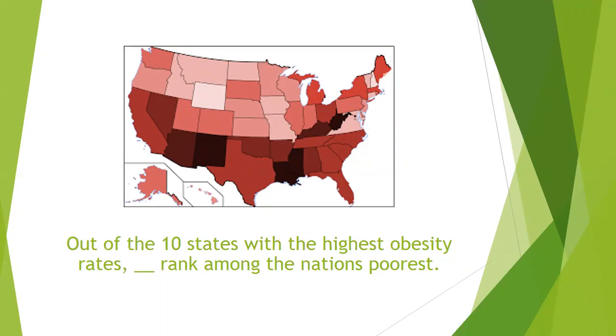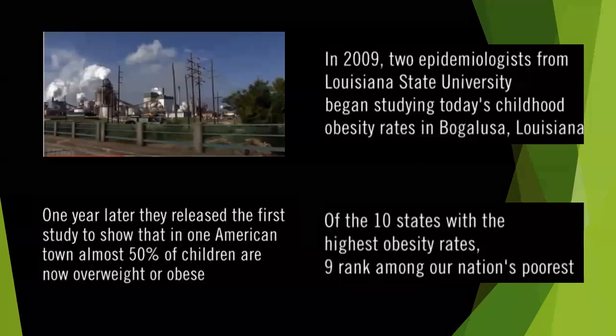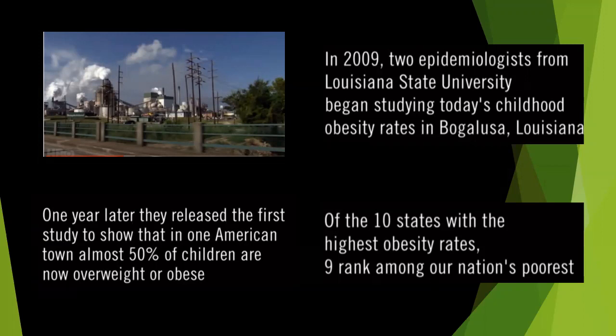All right, let's check it out. Nine of those states. So out of the 10 states with the highest obesity rates, 9 rank among our nation's poorest. So our nation's poorest states here have the highest obesity rates in the nation. In 2009, this was studied, and 1 year later, they released the first study to show that in one American town, almost 50% of children are now overweight or obese.